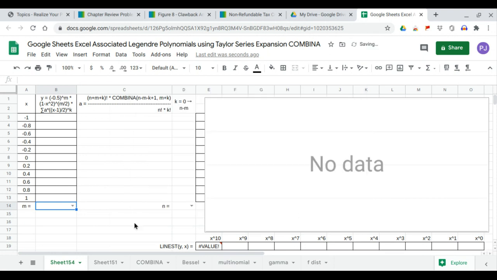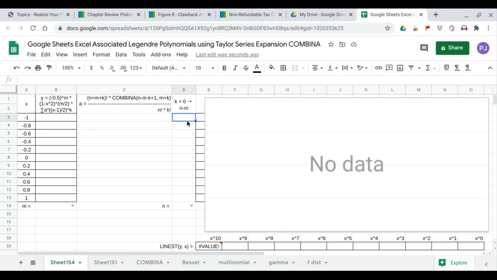This means that we are limited only to the even numbers because of this expression in the Taylor series expansion, which is 0.5 times (-1) to the m times the quantity 1 minus x squared raised to the power m over 2. So the value of m is even.